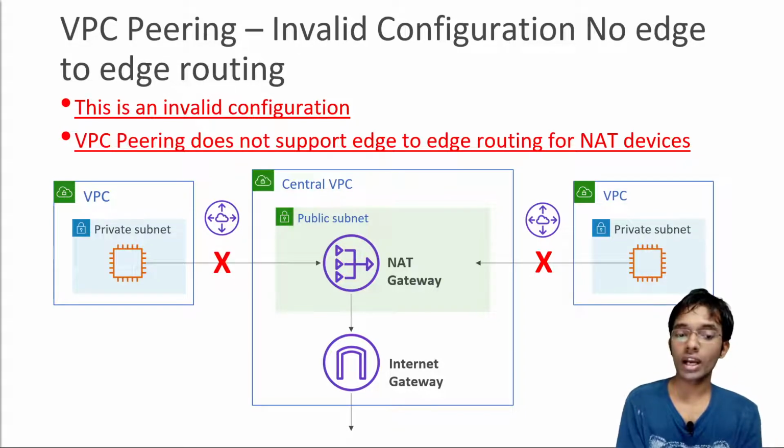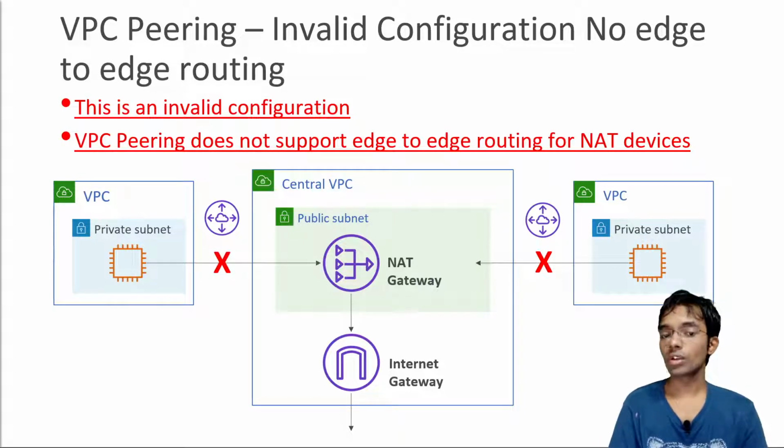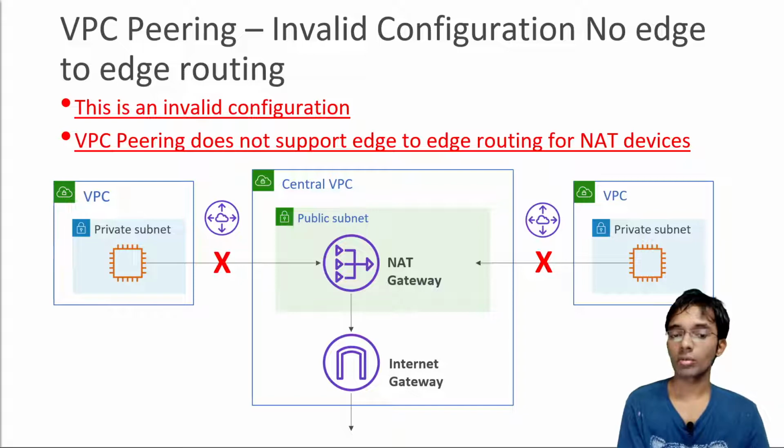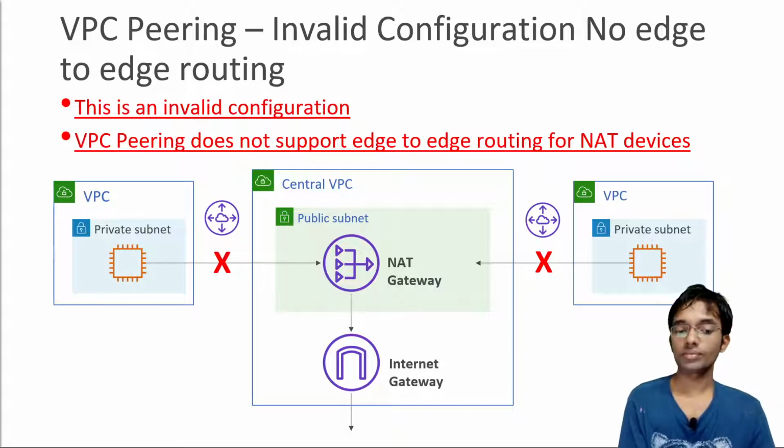So let's go ahead and have a VPC and a private subnet, and we are going to do a VPC peering connection, and it will work? No, this is an invalid configuration. It will not allow your private subnet to talk to the internet gateway because there is no edge-to-edge routing for NAT devices through VPC peering, and that is something you have to remember going into the exam. I will give you a solution to that problem later, but this is an invalid configuration.